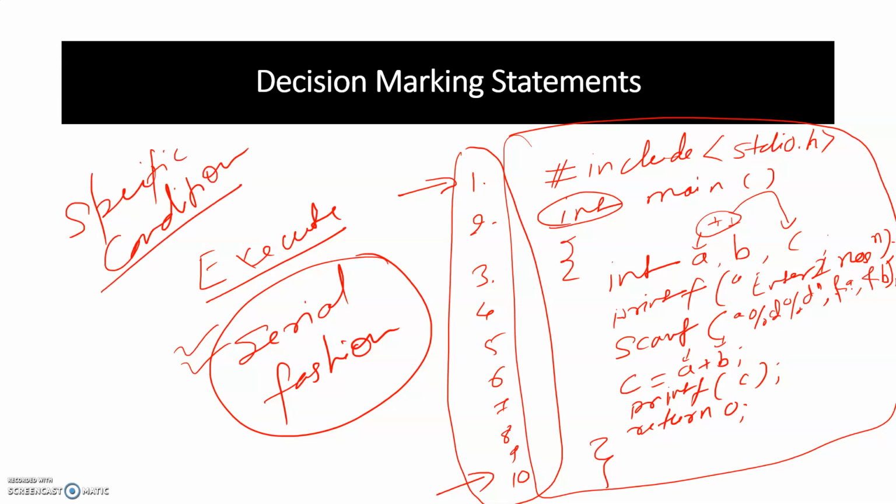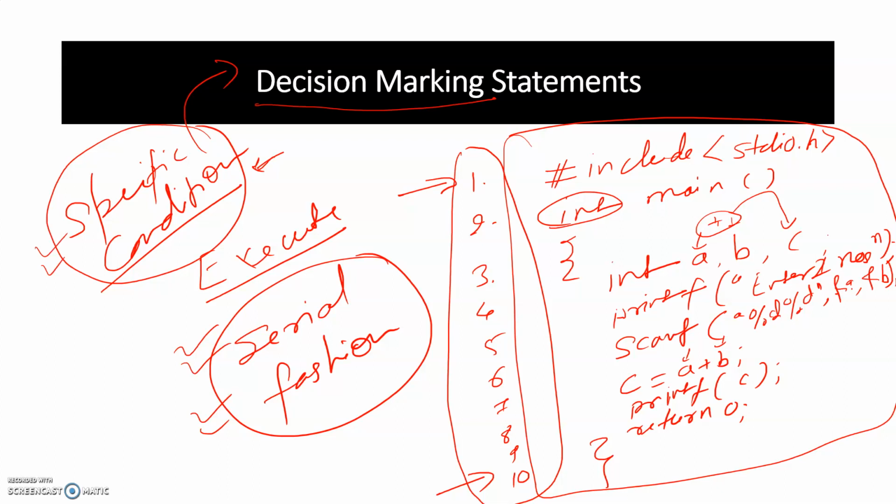in your program, then what will happen? You are going to use a decision making statement, and the decision will be made based on this specific condition. So rather than executing the program in a serial fashion, your program will get executed according to this specific condition. That is, if this condition is true, then some statement will get executed. If this condition is not true, that is if the condition is false, then some other statement will get executed. So this is just an overview of decision making statements.